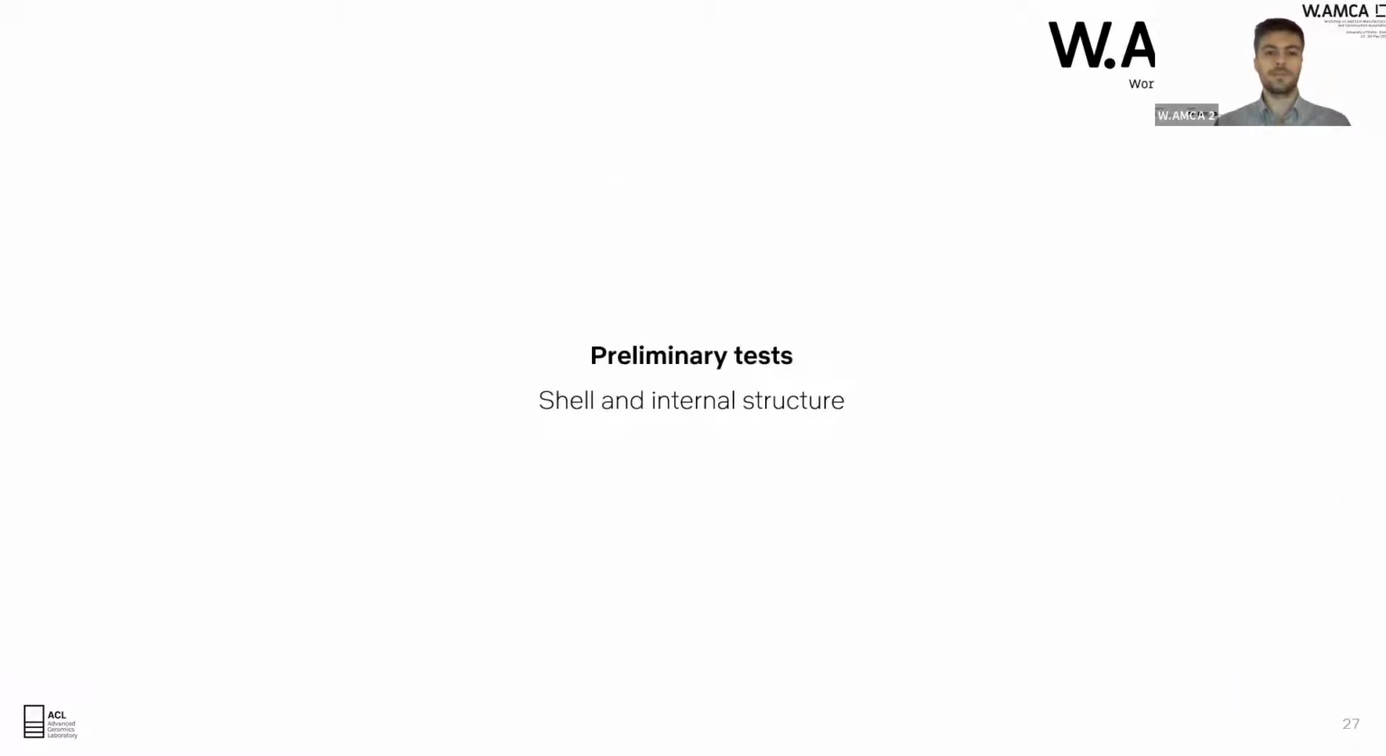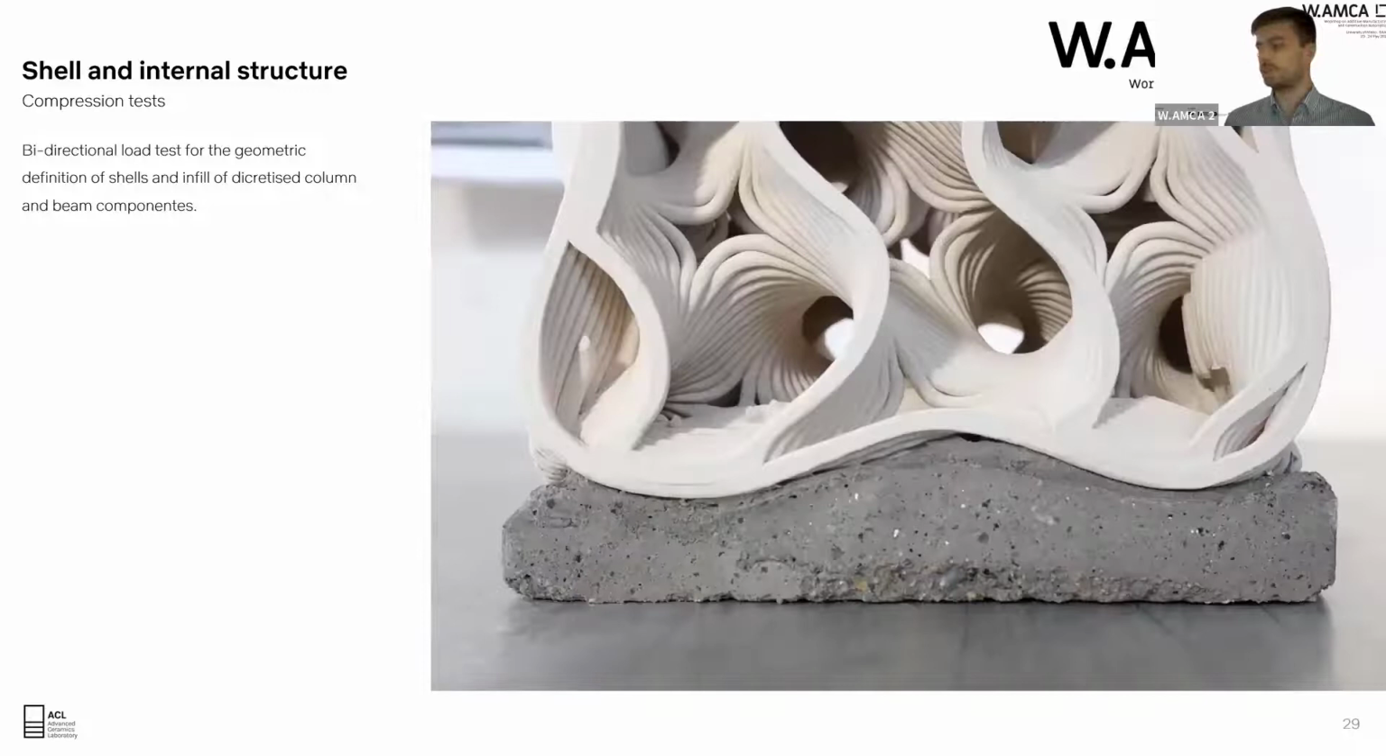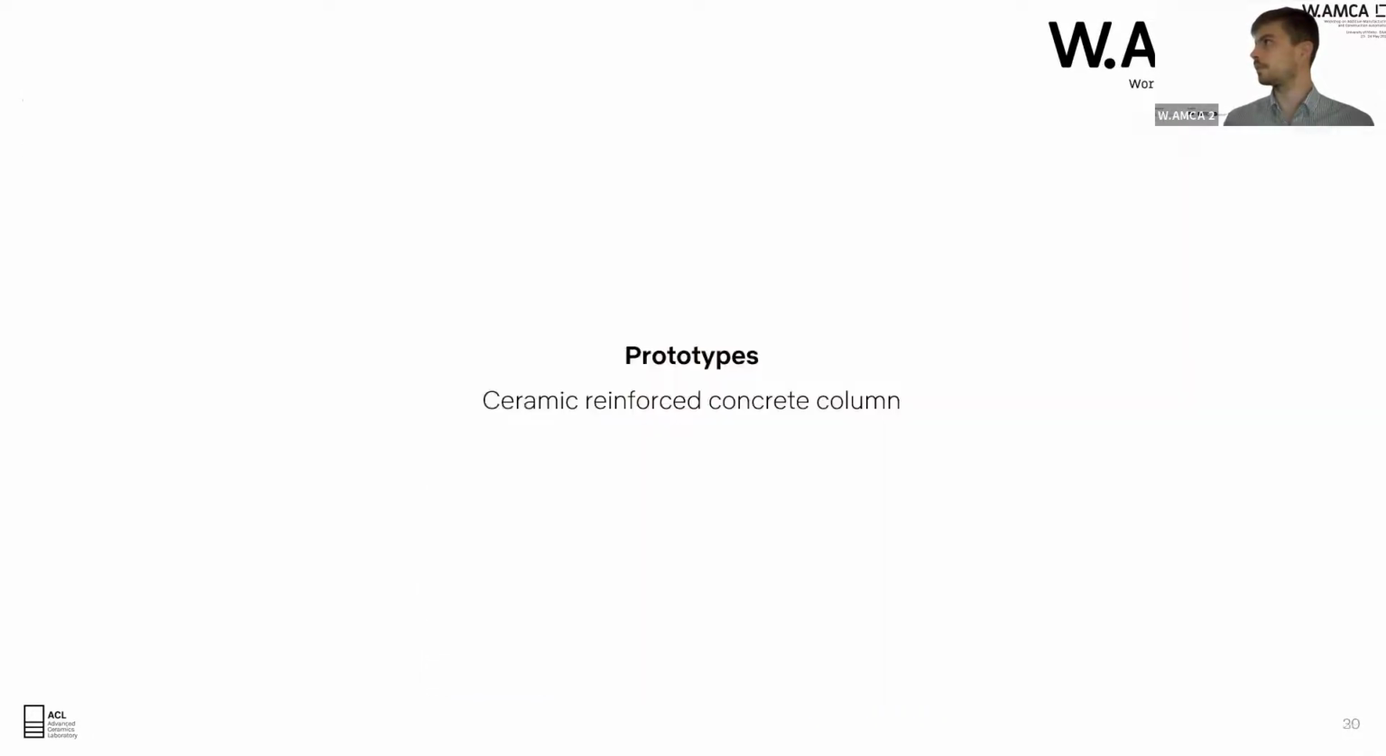So after that, we go to shell and internal structure tests, which are these ones to build the columns and the beams. We have these three types of shell, I guess. The one that obtained the best results was the third one, and the third one is the one that has less mass. So it's quite strange. It's not strange because it has straight walls, so it can handle the compression efforts better. We test them in both directions.